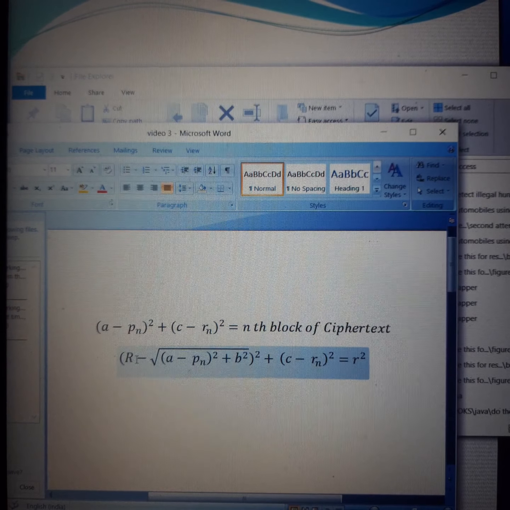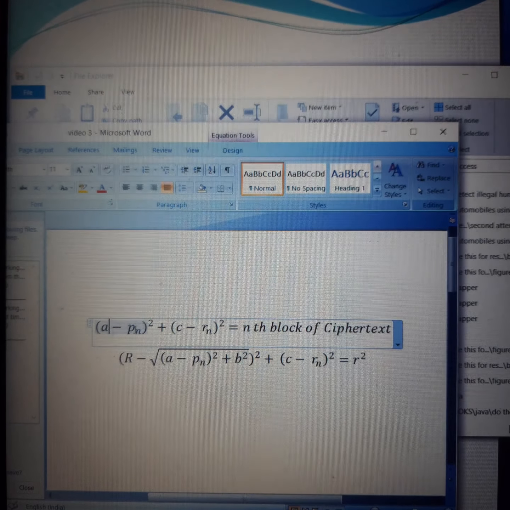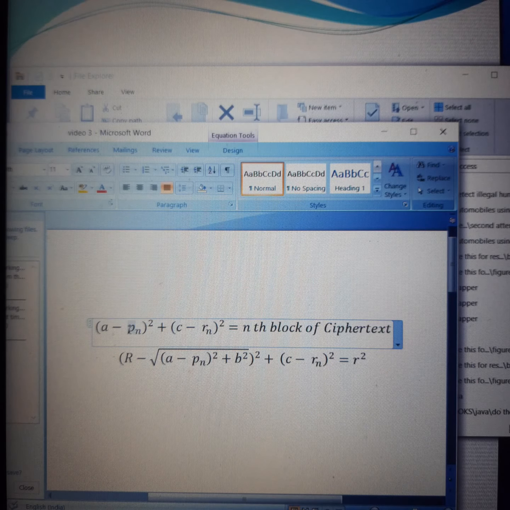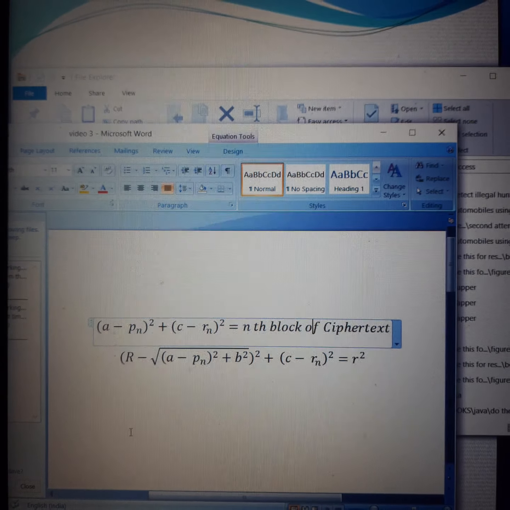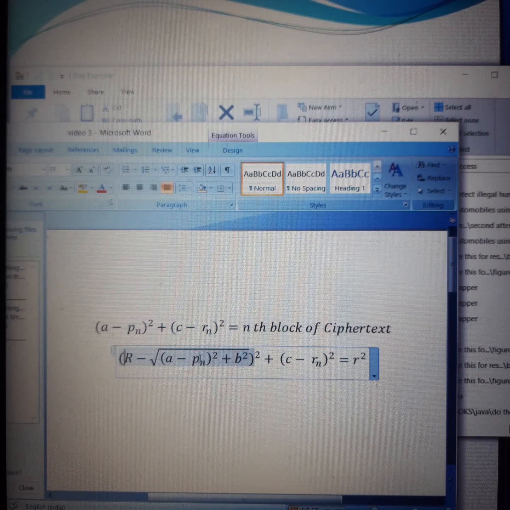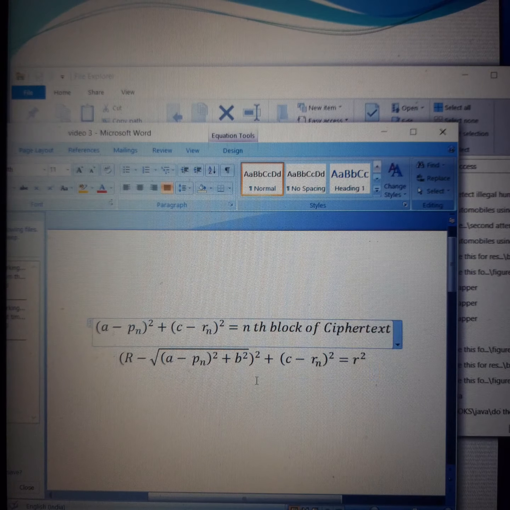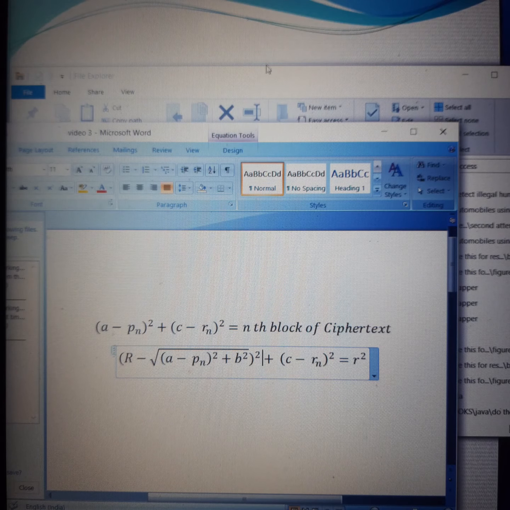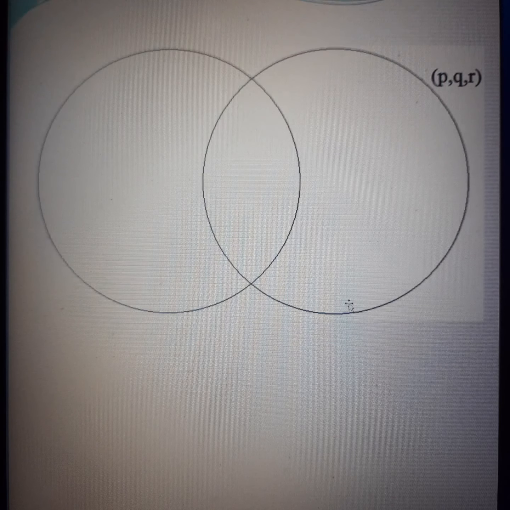The public keys which are used for encryption are a and c, and the plain text is divided into 2 equal or unequal parts, pn and rn. So this is how I've calculated the nth block of ciphertext. It is the equation of a circle, and at the receiver end this r is the private key and b is the private key. And capital R is also the private key. So a receiver has got both these equations, and the receiver will be able to decrypt the ciphertext.